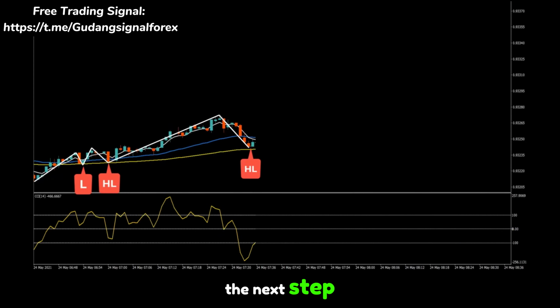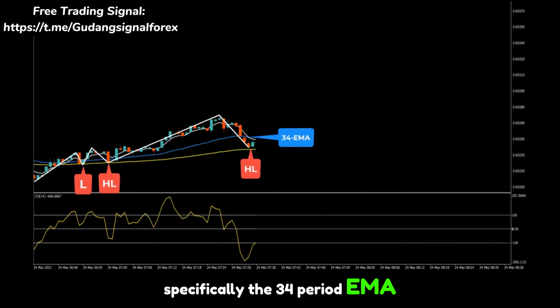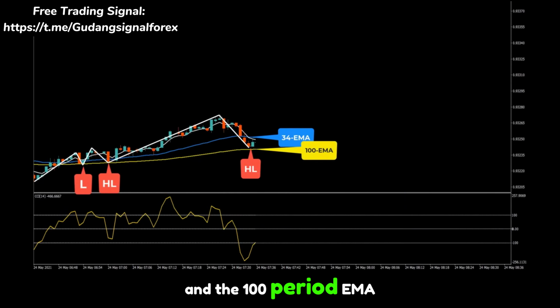Now we move on to the next step, analyzing moving averages, specifically the 34-period EMA and the 100-period EMA. Right here we see a critical confirmation. The 34-period EMA has just crossed above the 100-period EMA. And that's our second confirmation that the market is officially in a bullish trend.